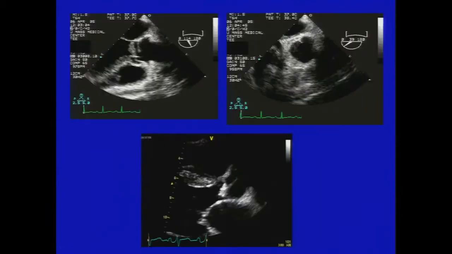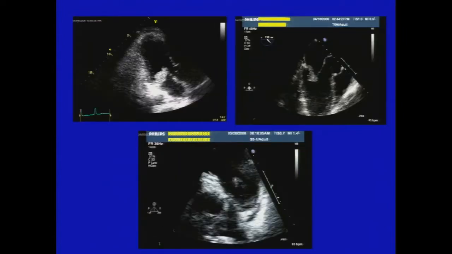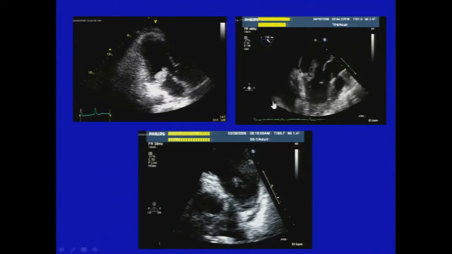This is a TE on the same patient. And you can see how mobile, large, independently mobile this is, and how friable this vegetation is. Very high embolic potential. And Dr. Wiggers will talk to you more about endocarditis coming up.